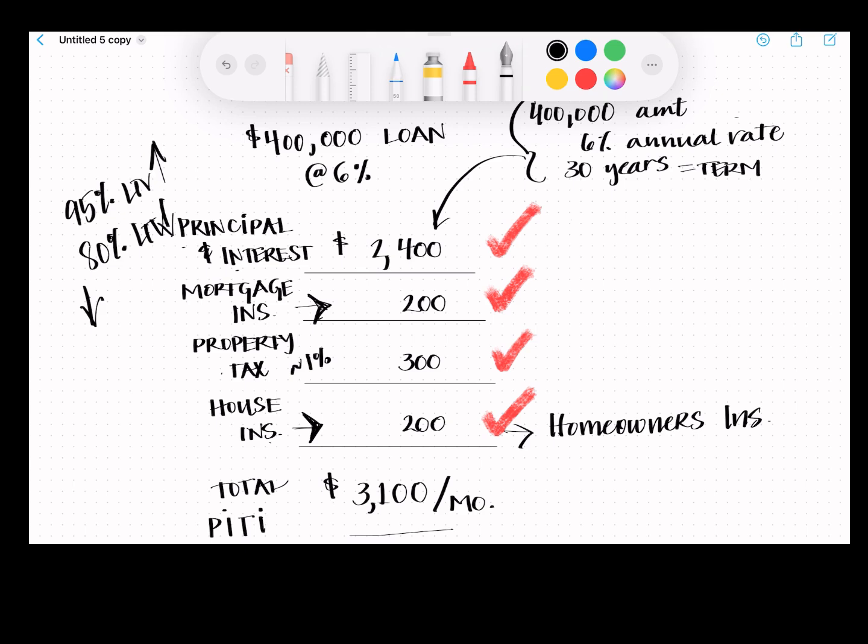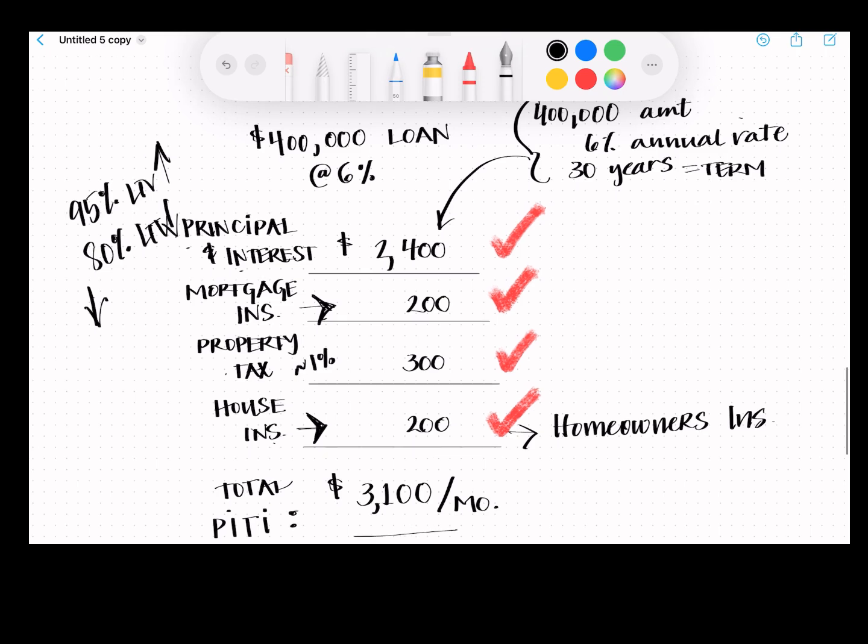Mortgage insurance, you're going to pay mortgage insurance if your mortgage is greater than 80% loan to value. Property tax, I'm using an estimate of 1% per year and dividing by 12 for a monthly figure. And then homeowners insurance, I'm using a monthly figure of $200. This gives you a total of $3,100 a month, a PITI payment, principal, interest, taxes, and insurance of $3,100 a month.